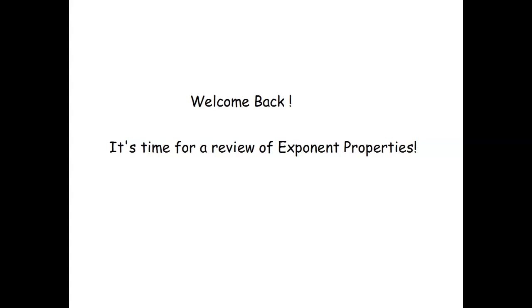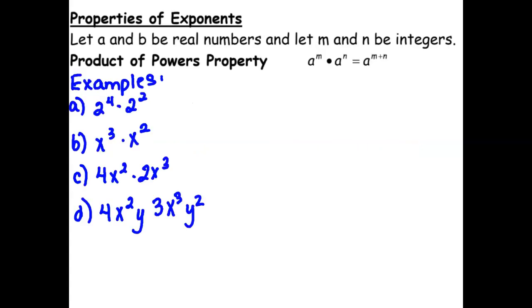Okay, so today we're going to do a review of exponent properties. The first one we learned is the product of powers property, and this should be pretty easy as long as we have the same base. Then the rule was that we add the exponents. So remember, 2 to the 4th times 2 squared would be equivalent to 2 to the 4 plus 2. You just add it, and that would be 2 to the 6th power. Then you can evaluate 2 to the 6th power, being 64, by using your calculator.